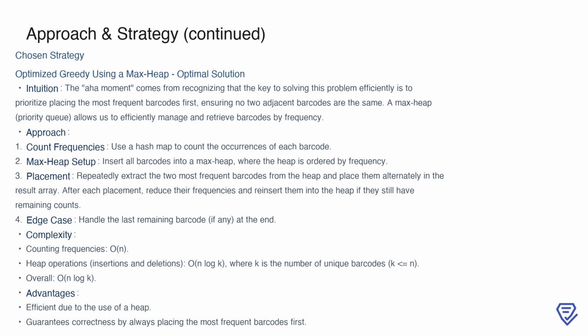The approach begins by counting the frequency of each barcode using a hash map. Then, we insert all barcodes into a max heap where the most frequent barcodes can be retrieved efficiently.